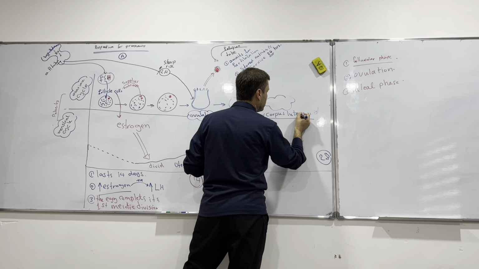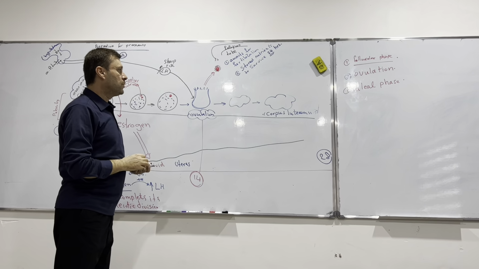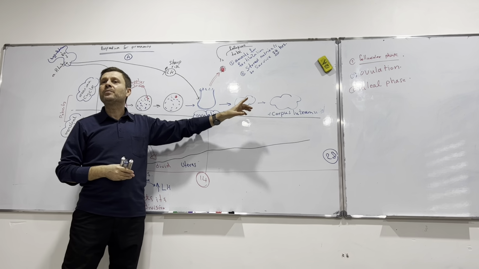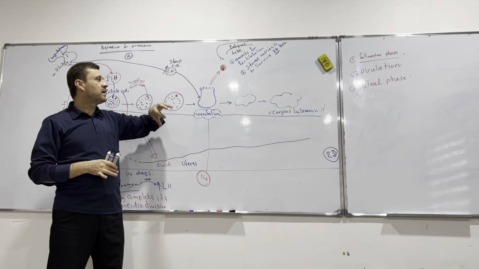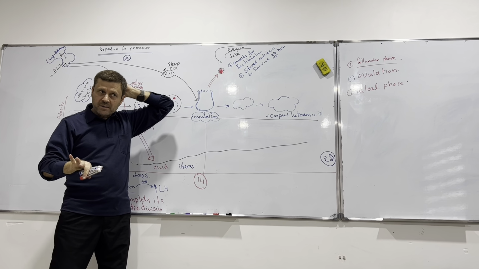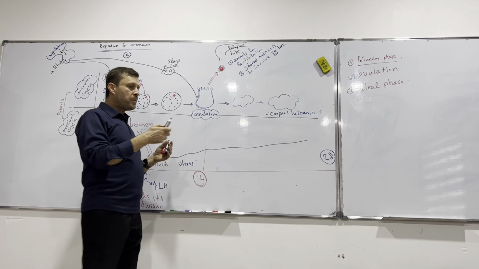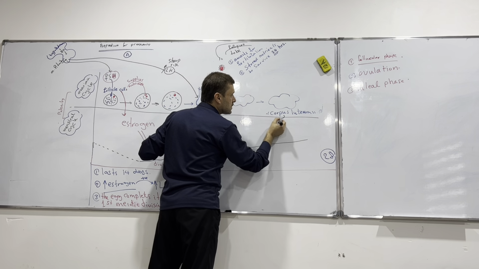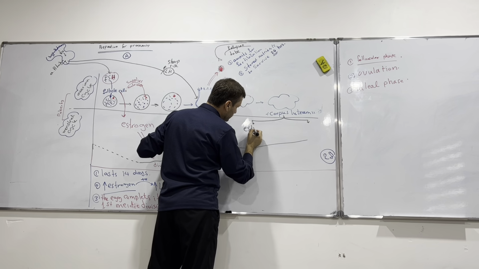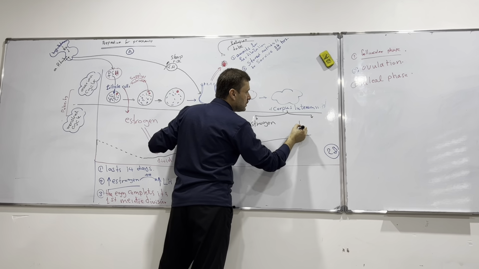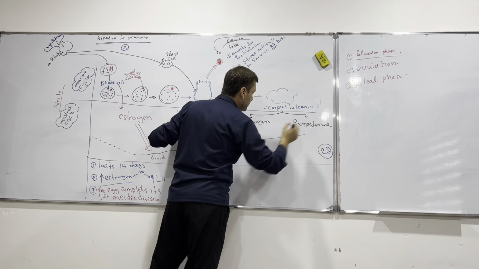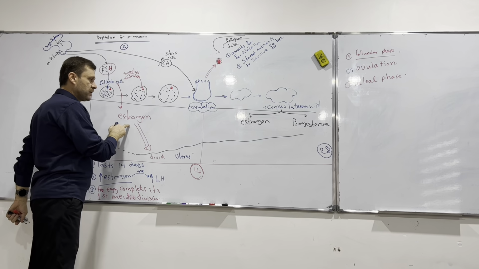The corpus luteum. The corpus luteum is formed from follicle cells that remain within the ovary, while others are transmitted with the egg to the fallopian tube. The corpus luteum secretes two hormones. First, estrogen. Second, progesterone.